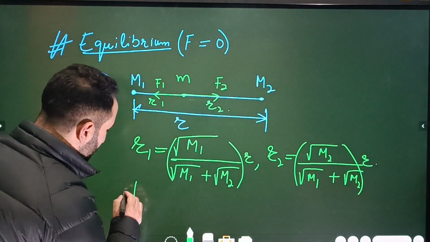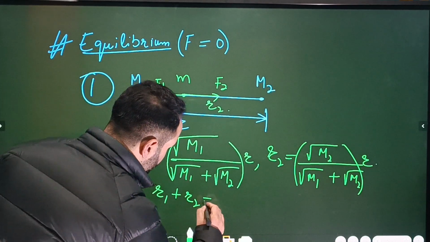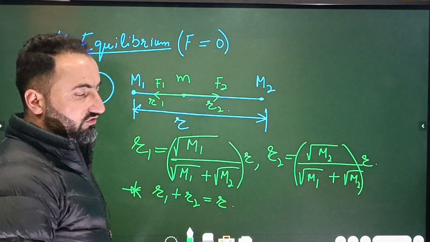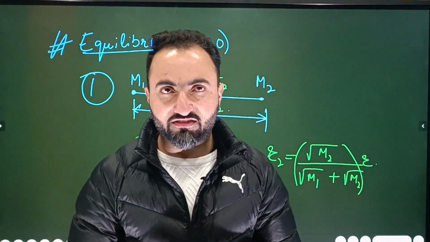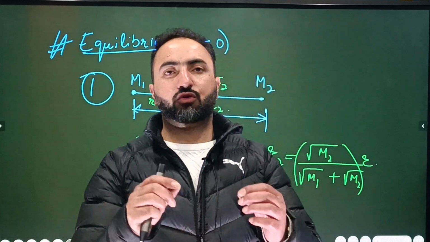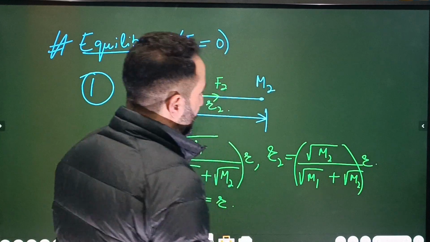One more point to remember: r1 plus r2 will be equal to r. There will exist only one point of equilibrium. It will lie somewhere in between m1 and m2 and closer to the smaller mass. The value of r1 is given by this equation, the value of r2 is given by this equation.